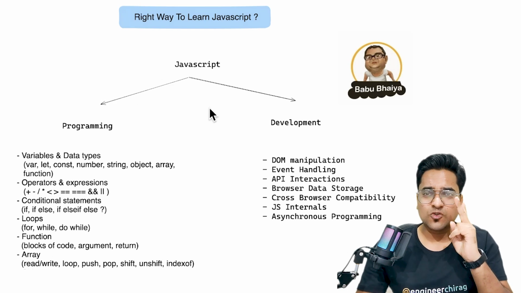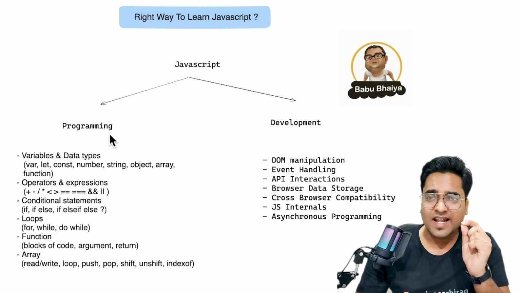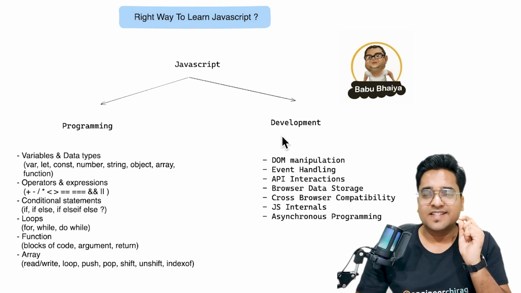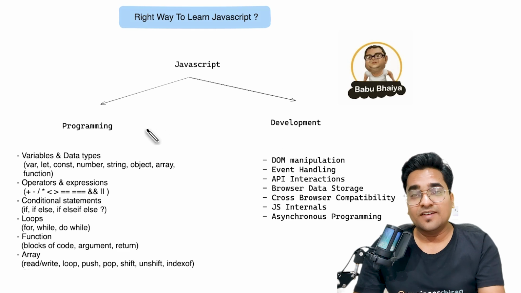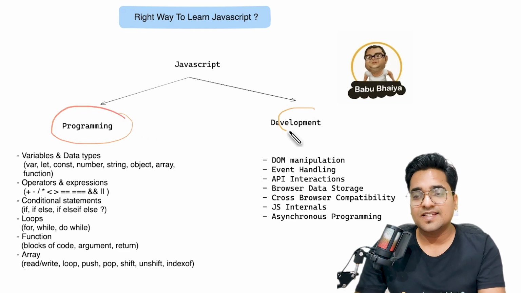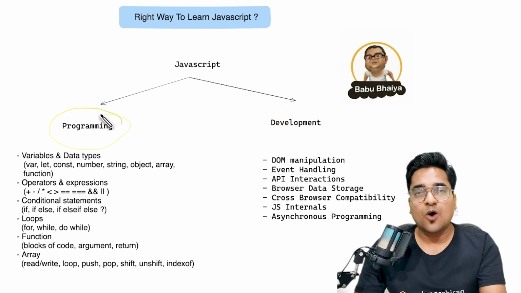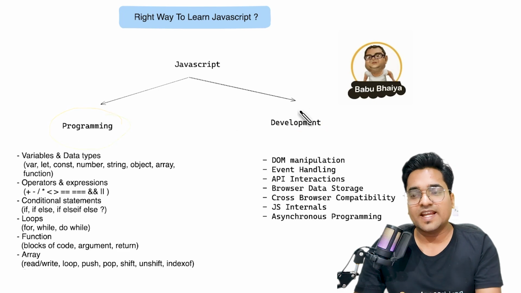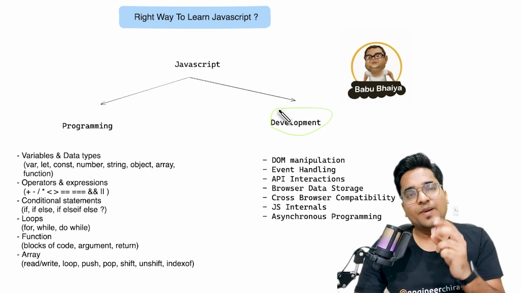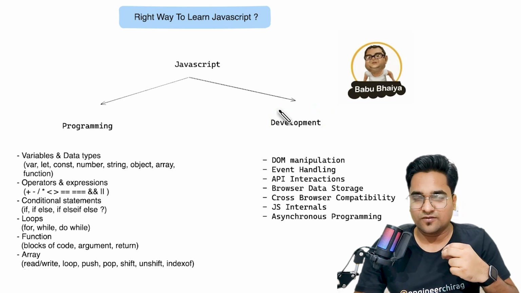Now, coming back, what is the right way to learn JavaScript? JavaScript has two important dimensions that you have to understand. One is programming and the second is development. Guys, very important, I am highlighting again: one is the programming angle and the second is development. When I say programming, you learn how to code in JavaScript, and when we say development, it is development for the browser or development on the server side, right?